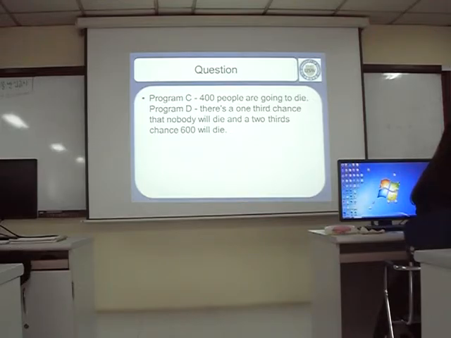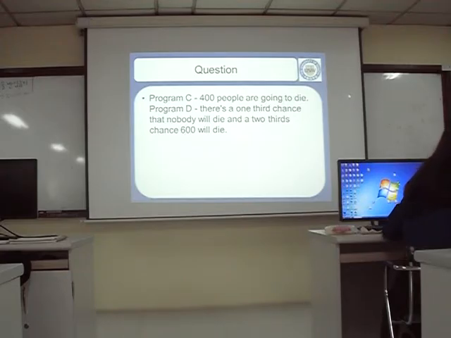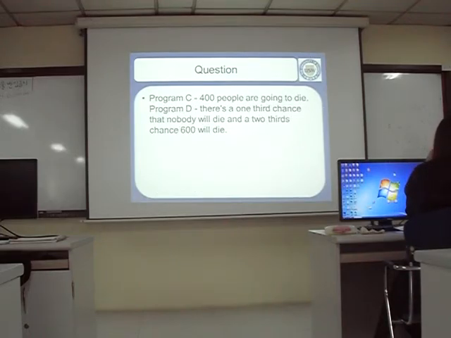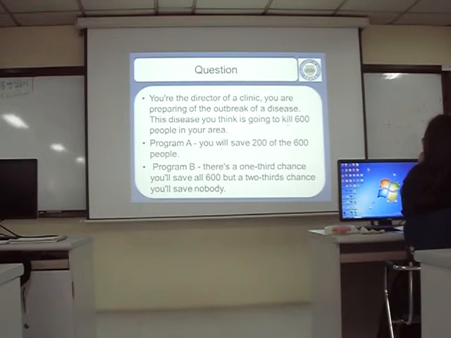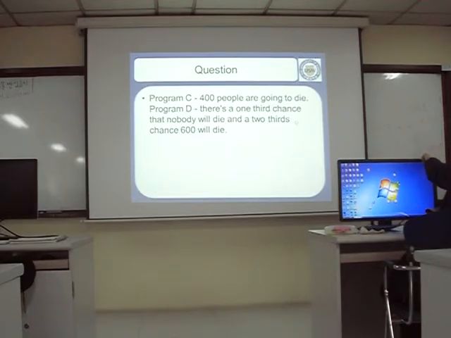Because of the framing of the question. Here it says we'll save 200 of 600. Sounds good, right? Sounds positive. Here it says 400 people are going to die. Don't want to do that. That's 400 people dying. I want to save 200 people. Right? But it's the same thing. And then on the other side it's similar, right? There's a one-third chance you'll save the people, and here there's a one-third chance people will die. But it's the same thing, just framed differently. So some people change their mind because of the framing. So you have to be careful about how you frame the question. In a positive way or a negative way can affect the answer.